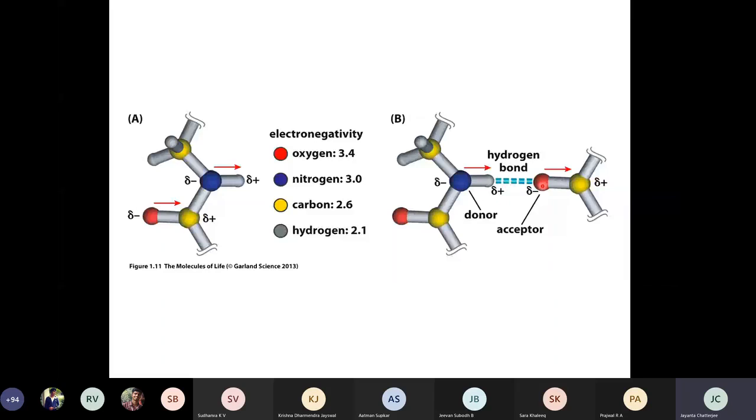The other important thing that one must note is the geometry. The angle between the nitrogen, hydrogen, and the oxygen, or A, H, and B. You can imagine this angle here; it's close to 180 degrees. This angle is also very, very important.